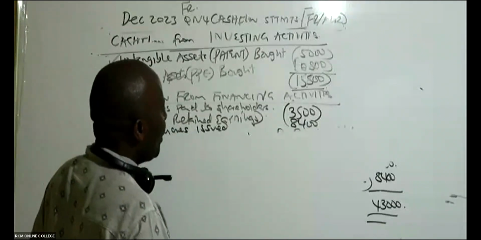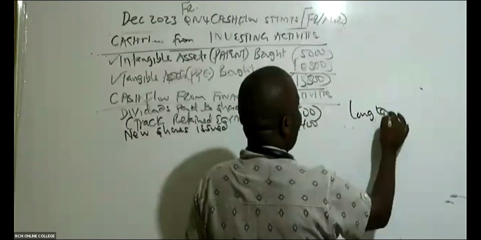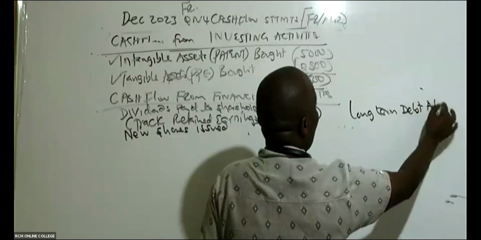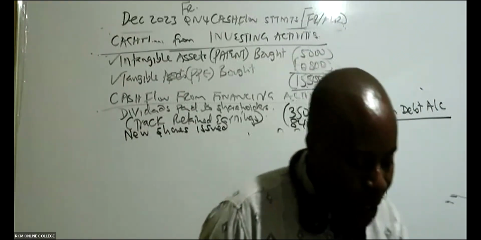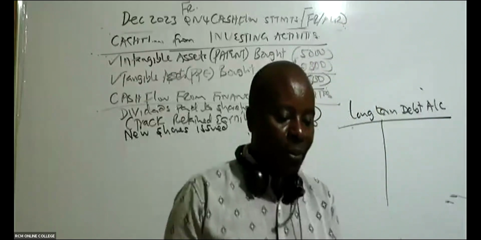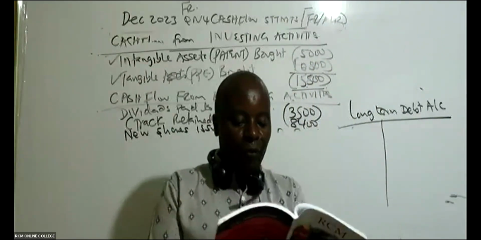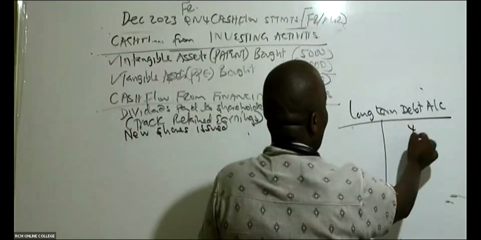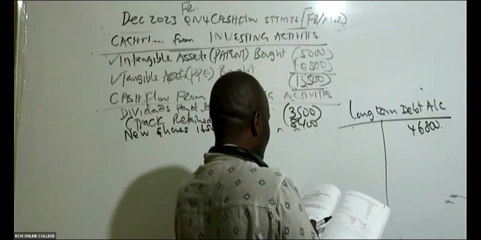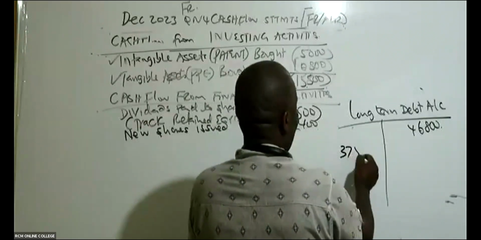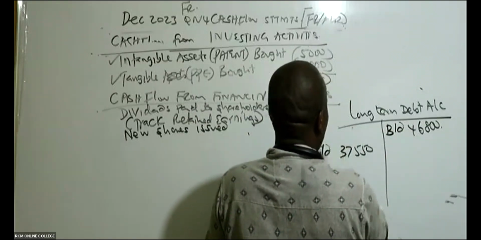So for this debt, I would want us to do a long-term debt account. Do we have this long-term debt? If you look at your balance sheet, there is a place they've given us long-term borrowings. For long-term borrowings, I can see 46,800 brought down here. Carried down, ladies and gentlemen, is 37,550. So this is brought down, and this is carried down like that.